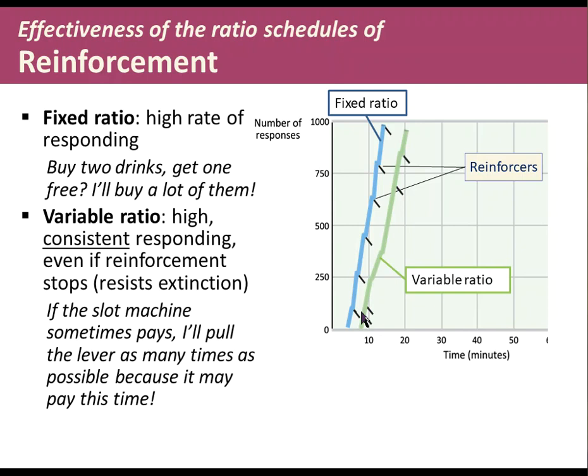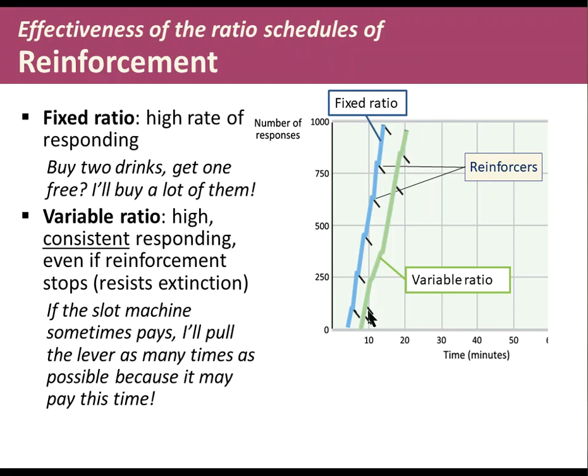Then we have the variable ratio. High, consistent responding, even if reinforcement stops. This one resists extinction. If the slot machine sometimes pays, I'll pull that lever as many times as possible because it may pay this time. Now let's look a little bit more closely at this variable ratio schedule. That's the one that's green. It's very steep. But look at the hash marks here when the reinforcements actually occur.